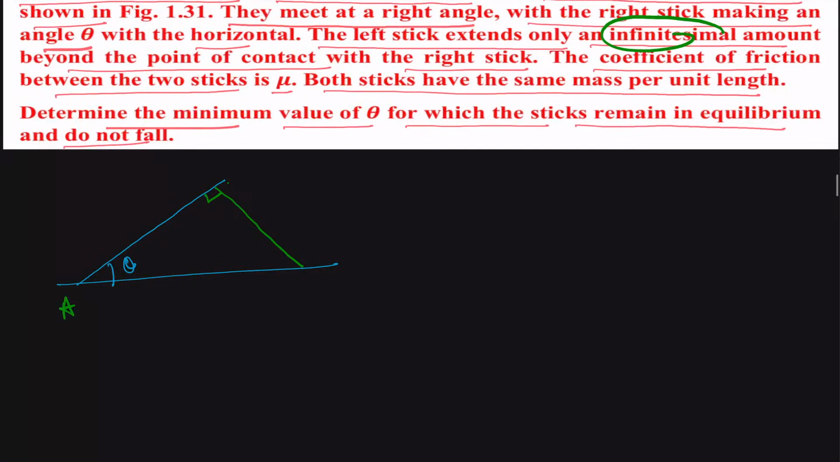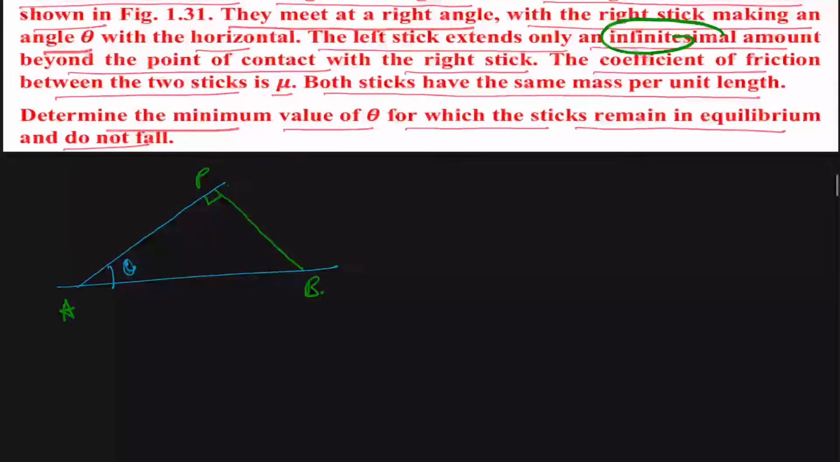Let us call this A, this point P, and this B. Friction is there, and they have the same mass per unit length. Let us say that our left stick has a length of LL, where L stands for the left, and the right one has a length of LR. Later we can solve it, because it is not required.